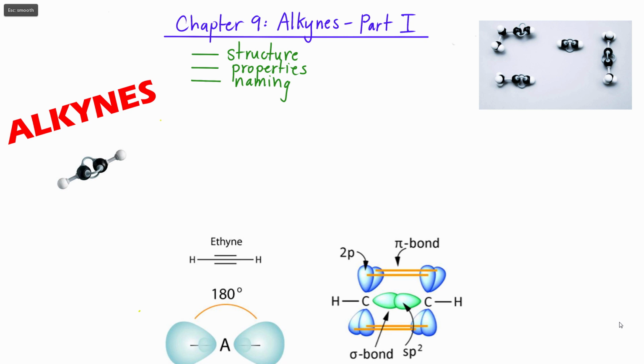All right, we're going to start chapter 9, Alkynes. And in part 1, we're going to talk about the structure, the properties, and how to name alkynes. So, alkynes is the chemistry of carbon triple bonds.